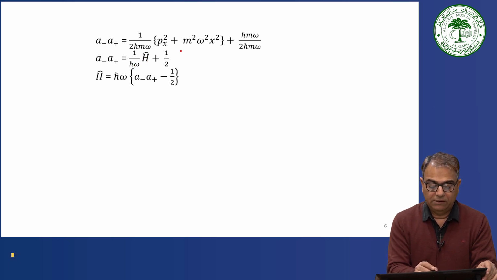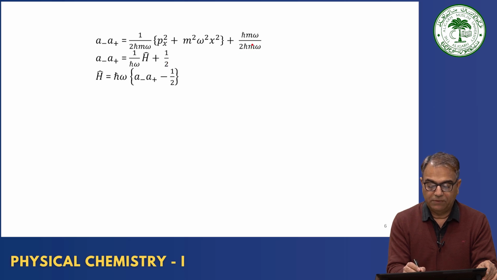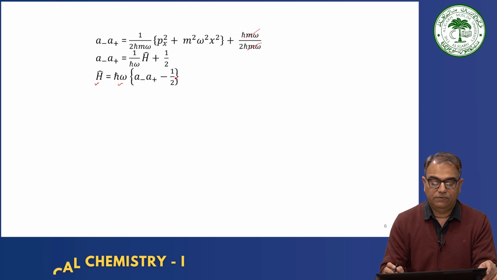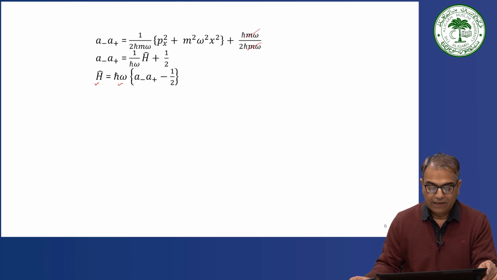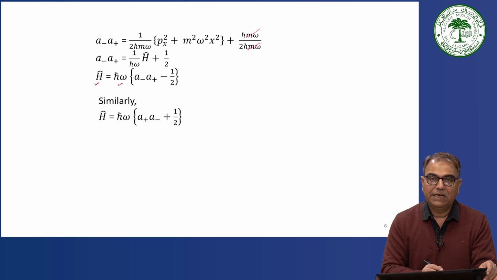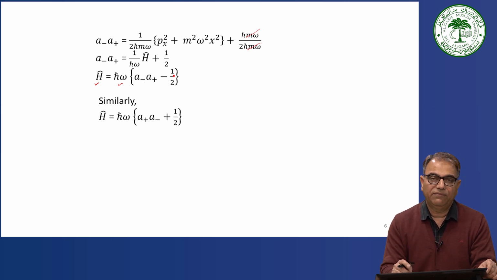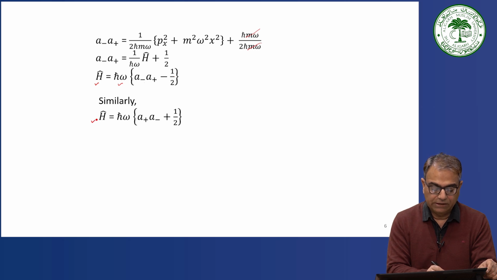This is nothing but the Hamiltonian, and the 1 by 2 comes from here. This and this will go, and 1 by 2 will be there. So the Hamiltonian is h cross omega times A minus A plus minus half. If you reverse it, similarly you can get another Hamiltonian with A plus A minus. We have determined A minus A plus; if you go for A plus A minus, since it is operator algebra, the results will be different, and you will get a Hamiltonian like this also.